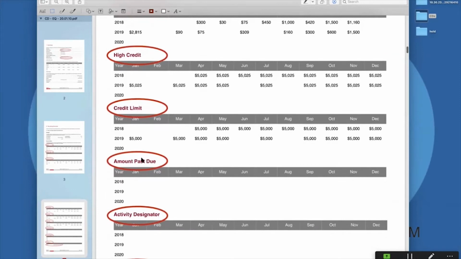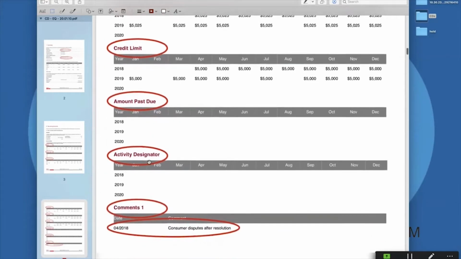Now, notice this is a current account. It's paid as agreed, as we've discussed. So there are no past due amounts. Now, activity designator, I've never seen this filled out. So I don't know if it's specific to Equifax, but if it's reported to lenders, it's supposed to be reported to us, but I've never seen the activity designator completed or any of those data points complete.